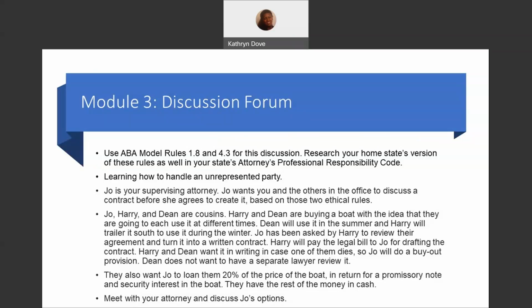Harry will pay the legal bill to Joe for drafting the contract. Harry and Dean want it in writing in case one of them dies, so Joe will do a buyout provision. But Dean does not want to have a separate lawyer review it. So Dean is the unrepresented party.